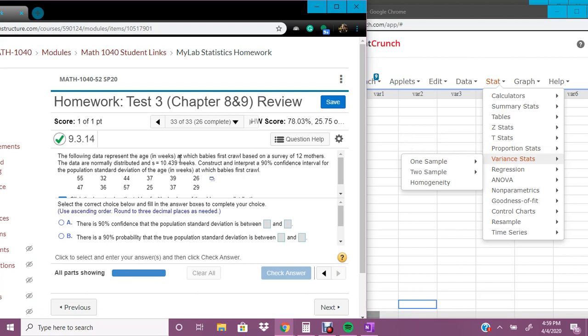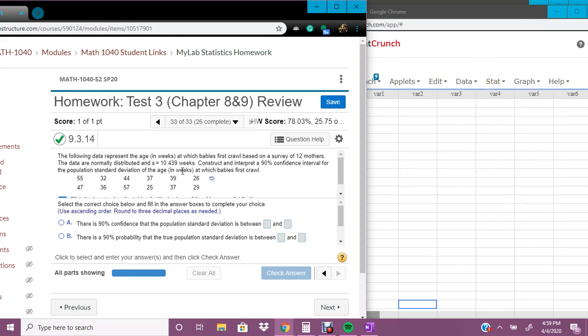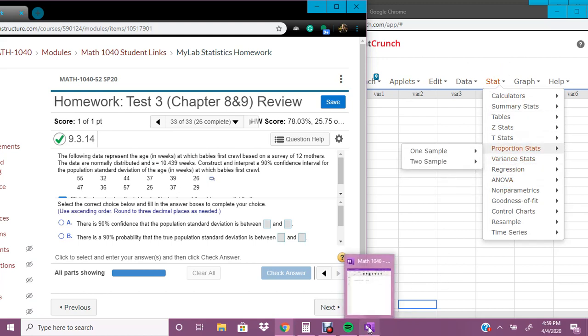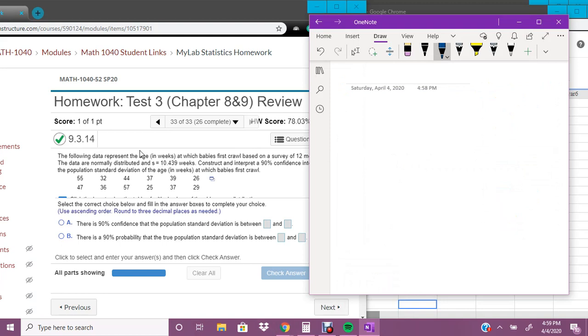And so they've given us this standard deviation, which means that we'll be in variance stats. This one's kind of confusing, but it's because it doesn't give us the mean. Sometimes it'll give us the mean and standard deviation, and that means we'll be in t-stats, but since there is no mean, we're going to be in variance stats. And that is because of the rule that standard deviation equals the square root of variance.